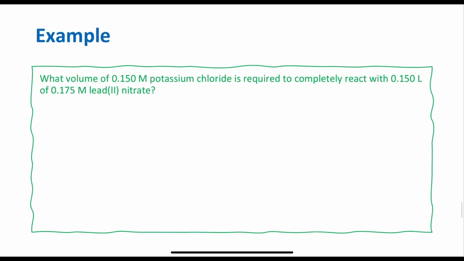Okay, what's next? What volume of a 0.150 molar potassium chloride solution is required to completely react with 0.150 liters of 0.175 molar lead 2 nitrate? Let's write out that reaction. I've got potassium chloride, so KCl, reacting with lead 2 nitrate, Pb(NO3)2. Swap those partners. I'm going to form potassium nitrate and PbCl2. PbCl2 is insoluble. Need to balance this out, so I need 2 nitrates, 2 potassiums, 2 chlorides.